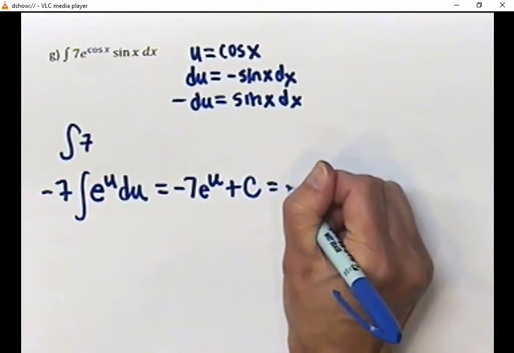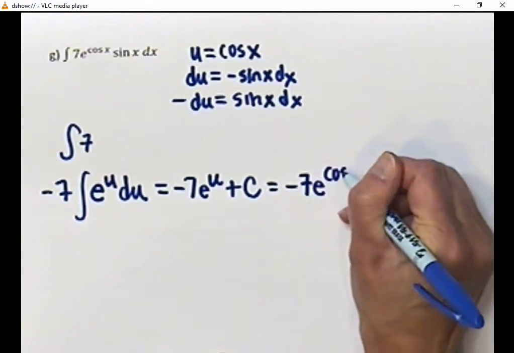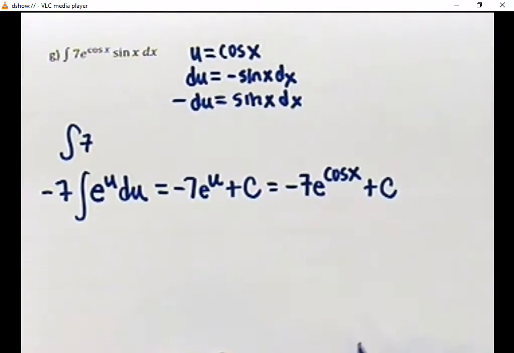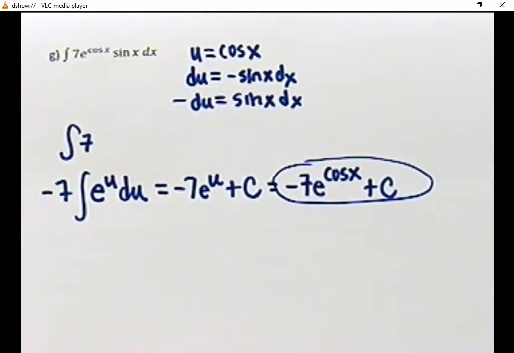Yeah, plug the x back in. Very good. So that would be negative 7 e to the cosine of x plus c. Yeah, so just plug your u back in so it's going back in terms of x. Then you can be done. So that one makes it nice when I put in the u. It's just e to the u, then du, and that's pretty easy to integrate.